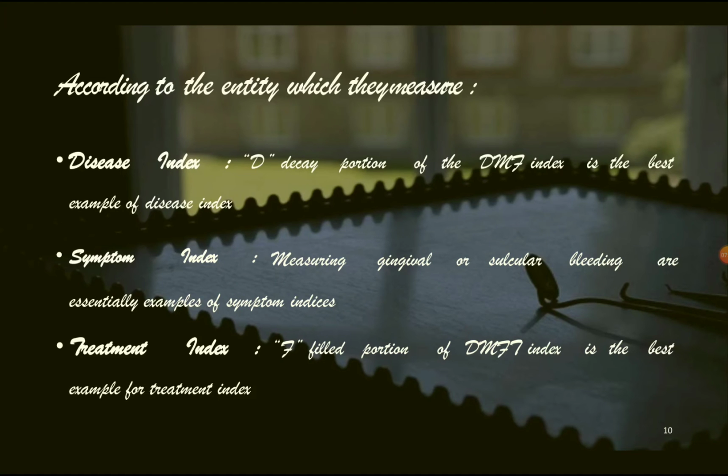According to the entity which they measure, there are disease index, symptom index and treatment index. The D component of the DMFT index is the best example for disease index, where D stands for decay. Symptom index measures, for example, gingival or circular bleeding. Treatment index: in the DMFT index, F stands for filled teeth because of dental caries, and it is the best example for treatment index.